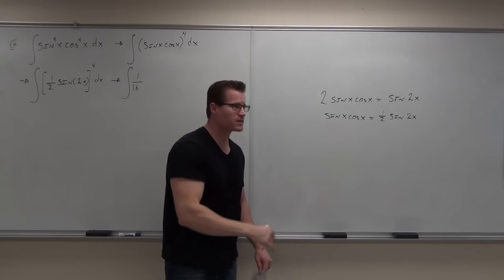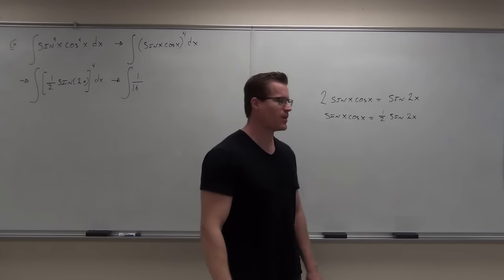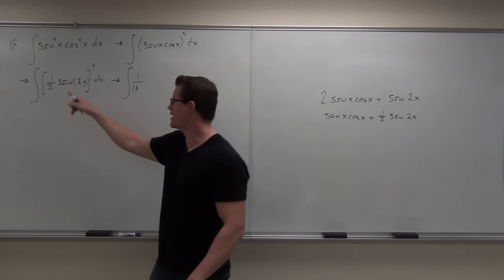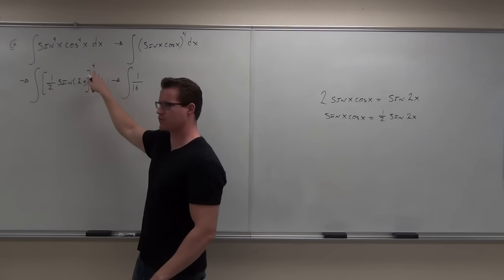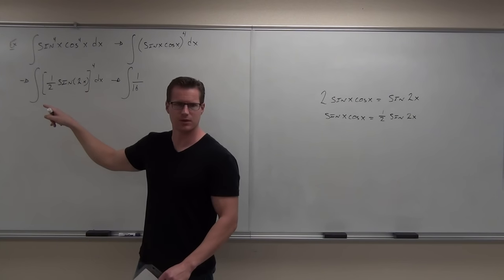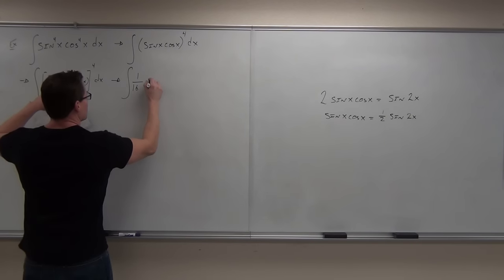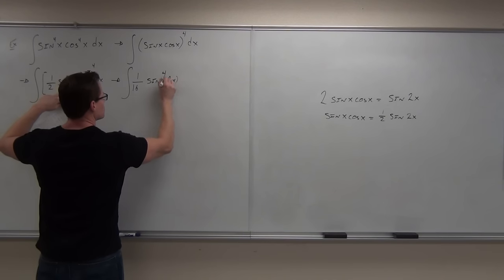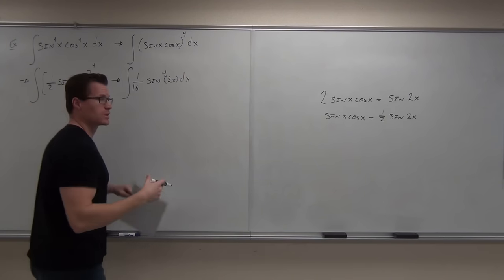Where are they getting 1/16 from? I'm getting 1/2 all the time. My goodness. Well, you might not be taking that to the correct power. So be careful with this stuff. This whole thing is being raised to the 4th. If you understand that concept, then I've got sine to the 4th power of 2x dx. Looks a little bit nicer.